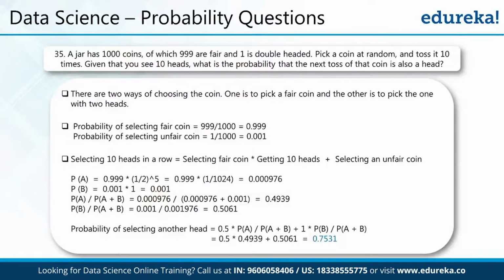So let's first put these two possibilities in place. There are 999 fair coins and one double headed coin. We need to see the probability of how many times we can get that double headed coin. From the jar's perspective, choosing a fair coin is 999 out of all the 1,000 possible coins, which comes to 0.9, so high probability. But for the unfair one, though there is a small probability, it might also appear at some point.